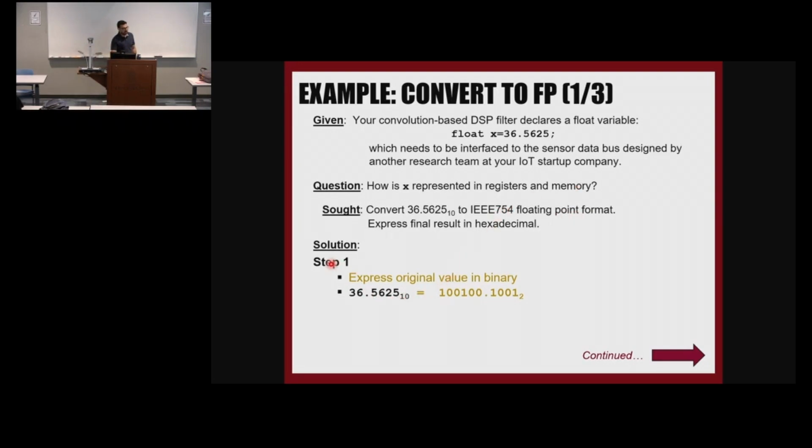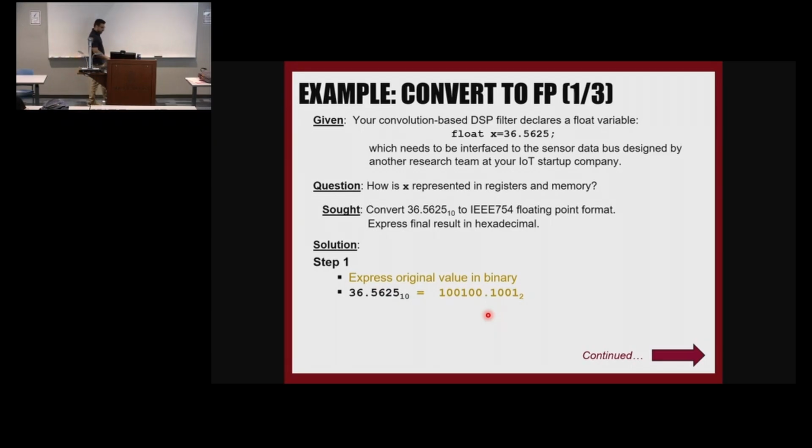36 on the left side is equal to 100100, and then we have 0.5625, which is equal to 1001 on the right side. This is 0.5, and this is 0.0625. We add them, this is what you get. Okay, the first step is you get the decimal, convert it to binary.